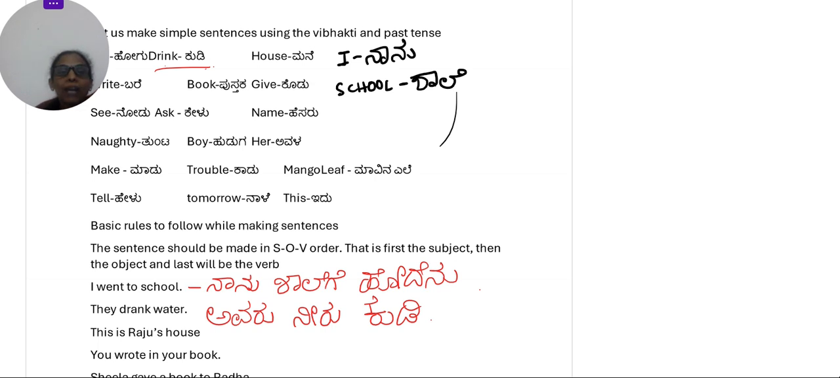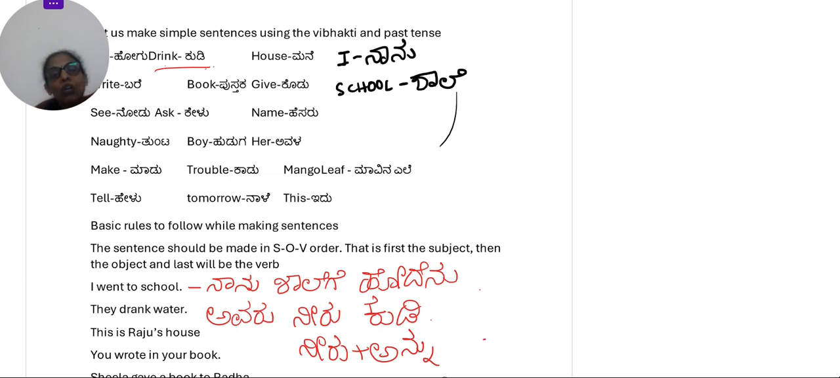Now we have to apply vibhakti. Remember, for the object always annu we have to add. Right? Always annu has to be added for the object. So neeru plus annu. Now we have applied the vibhakti to this. Then now kudi. Kudi is drink. So we have to make it as drank. We have to convert that into past tense.